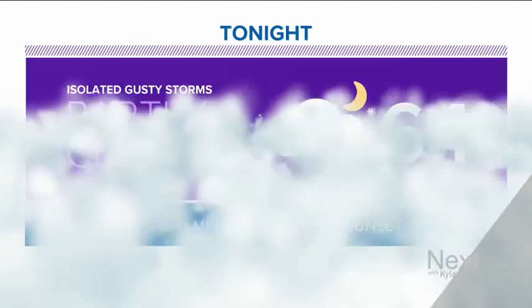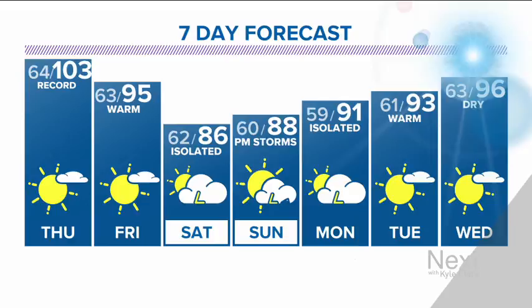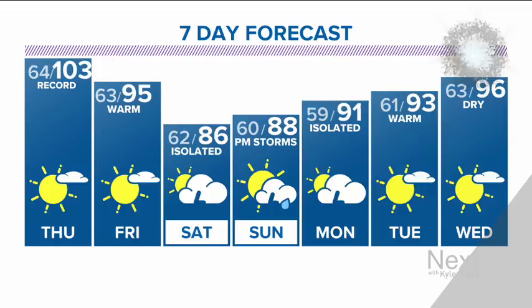Tonight, isolated storms early, then clearing, low 64. Tomorrow, hot, high of 103. That breaks the record of 99 degrees. Still warm on Friday and dry. Dry storms on Saturday. Better chance of rain from storms Sunday. And then we have a warming trend that leads us into the 4th of July. No fireworks from Mother Nature expected.